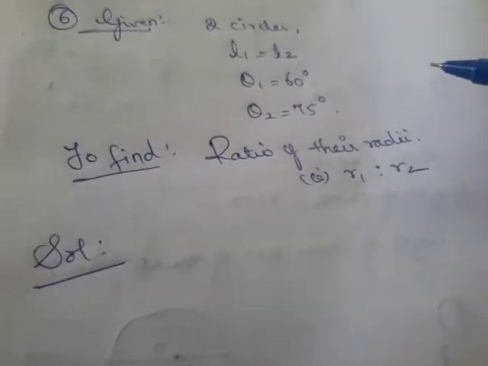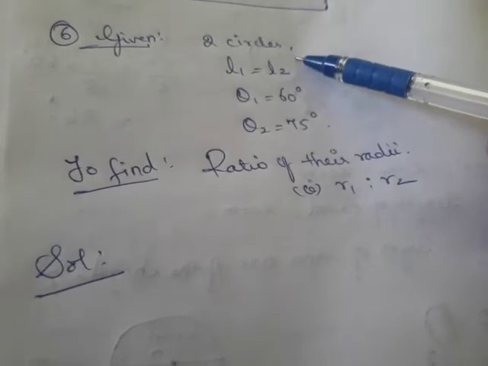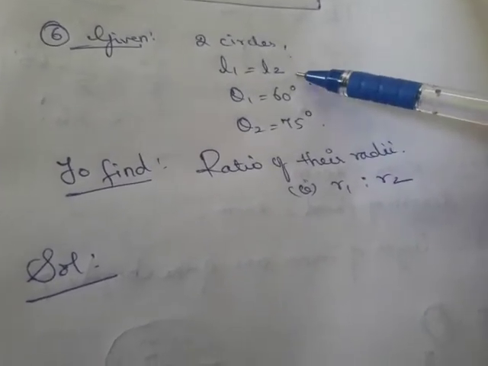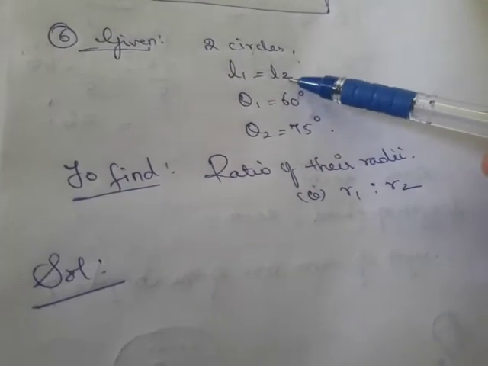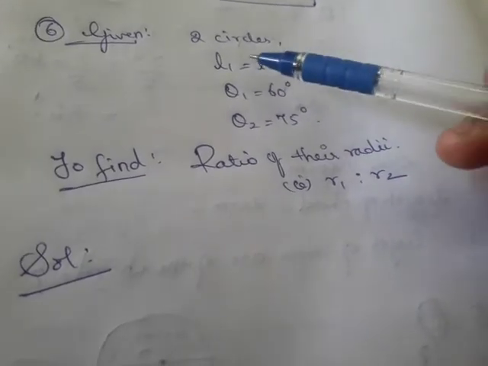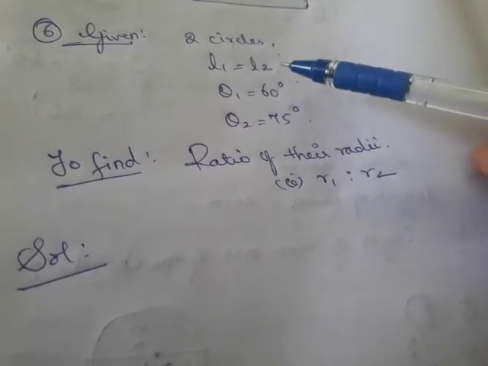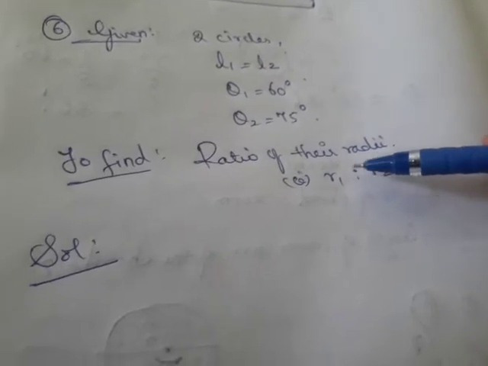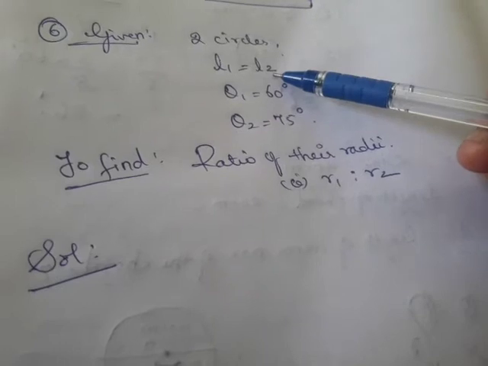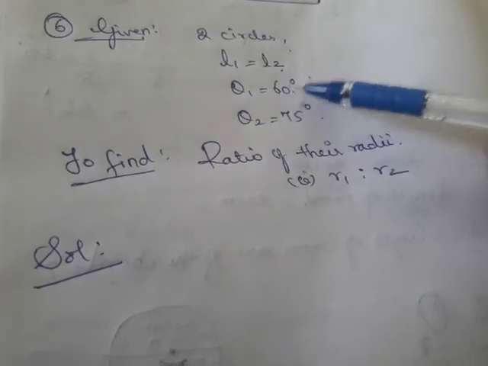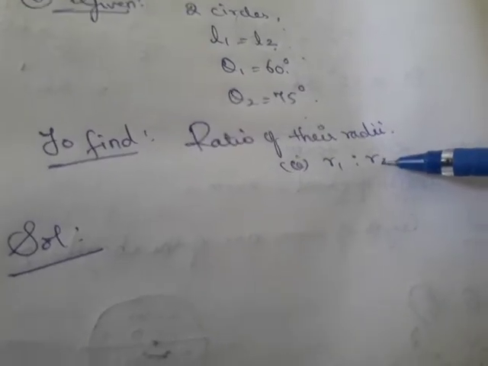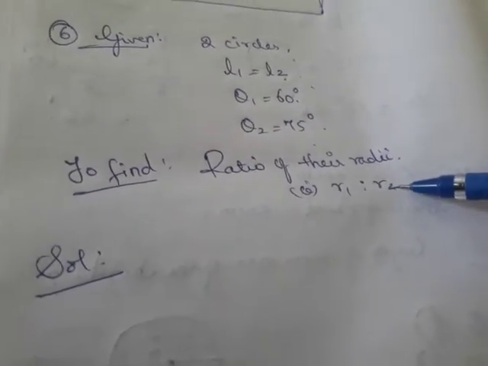What is given there? If in two circles arcs of the same length, which means L1 and L2 are same. We are denoting the length, theta and radius of one circle as L1, theta 1 and R1, the other as L2, theta 2 and R2. So if in two circles arcs of the same length subtend angles 60 degree and 75 degree at the center, find the ratio of their radii. They asked you to find the ratio of their radii.